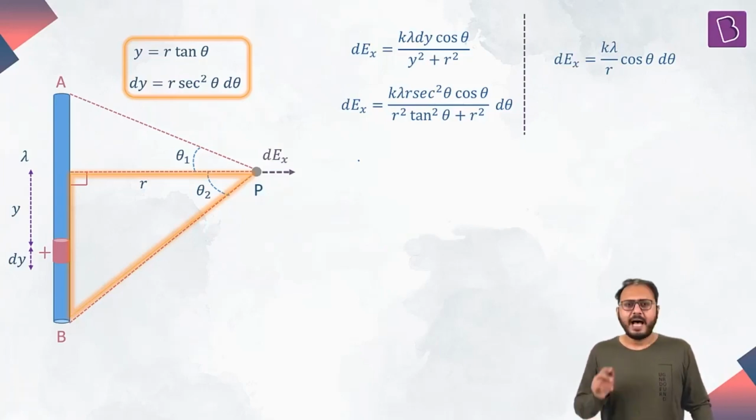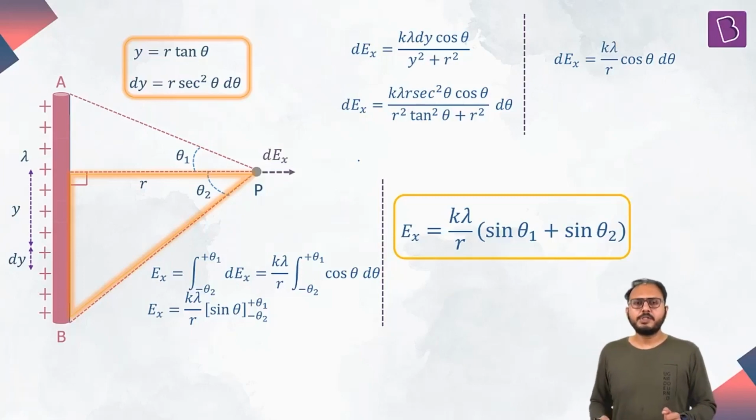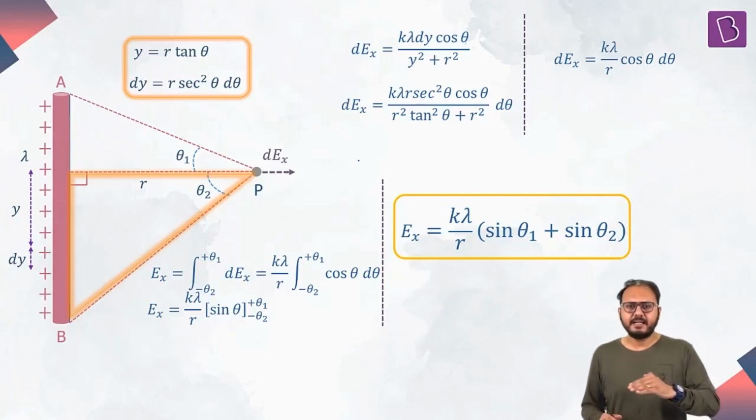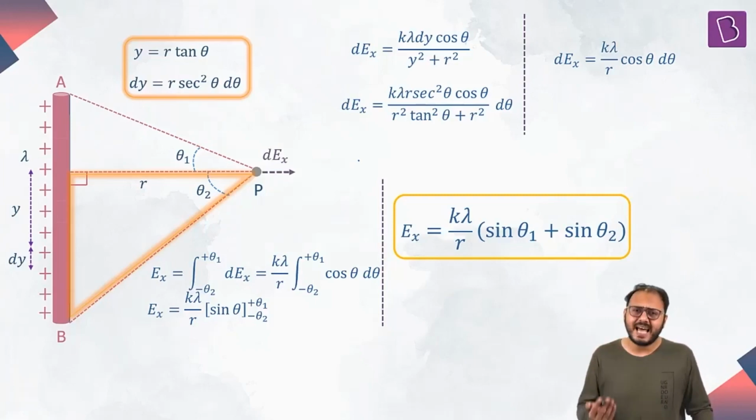Isn't it? Okay. Are all the x components in the same direction? Yes, sir. Integrate. K lambda by r comes out of the integral sign. What's inside is integral cos theta. Hold on. Two extremely important things. One I will tell you right now, and the other one I will tell you in the final result. Integration limits will be minus theta 2 to plus theta 1. Why? Because you have to respect the fact that your baseline is the line P. Anything below and anything above have to be given different signs to respect the fact that they are on opposite sides of the reference line. That's why minus theta 2 to plus theta 1.